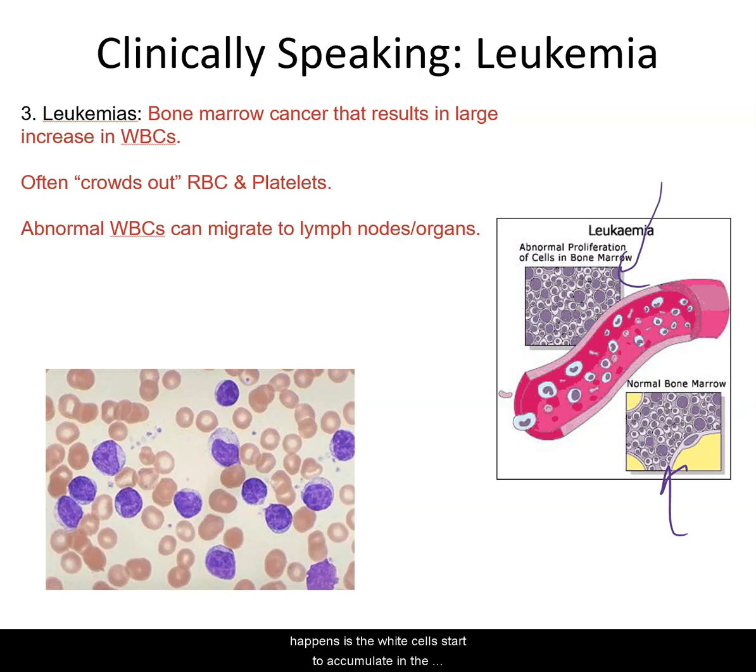And so what happens is the white cells start to accumulate in the marrow, and they crowd out the red blood cells and platelets. So often those cells decrease in number. So the hematocrit drops. You got to watch for clotting issues because your platelet count drops. And then these abnormal white blood cells go into your bloodstream, and they like to go hang out in your lymph nodes, and that's how you get lymphoma.